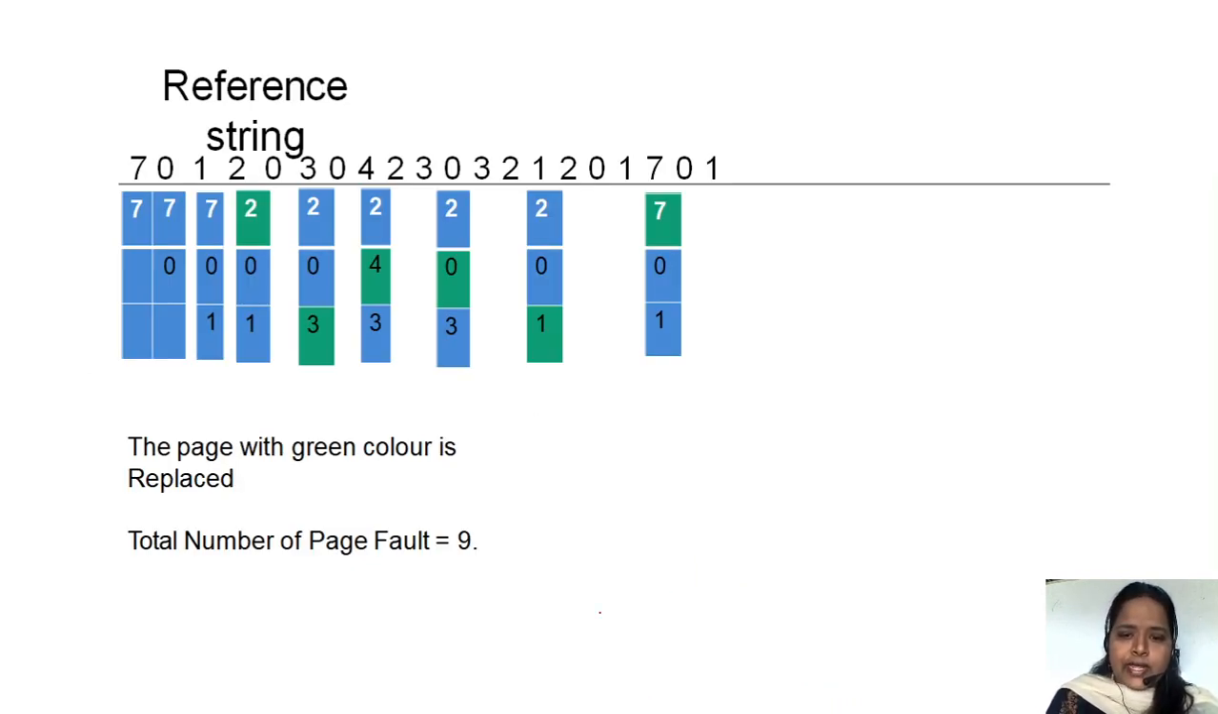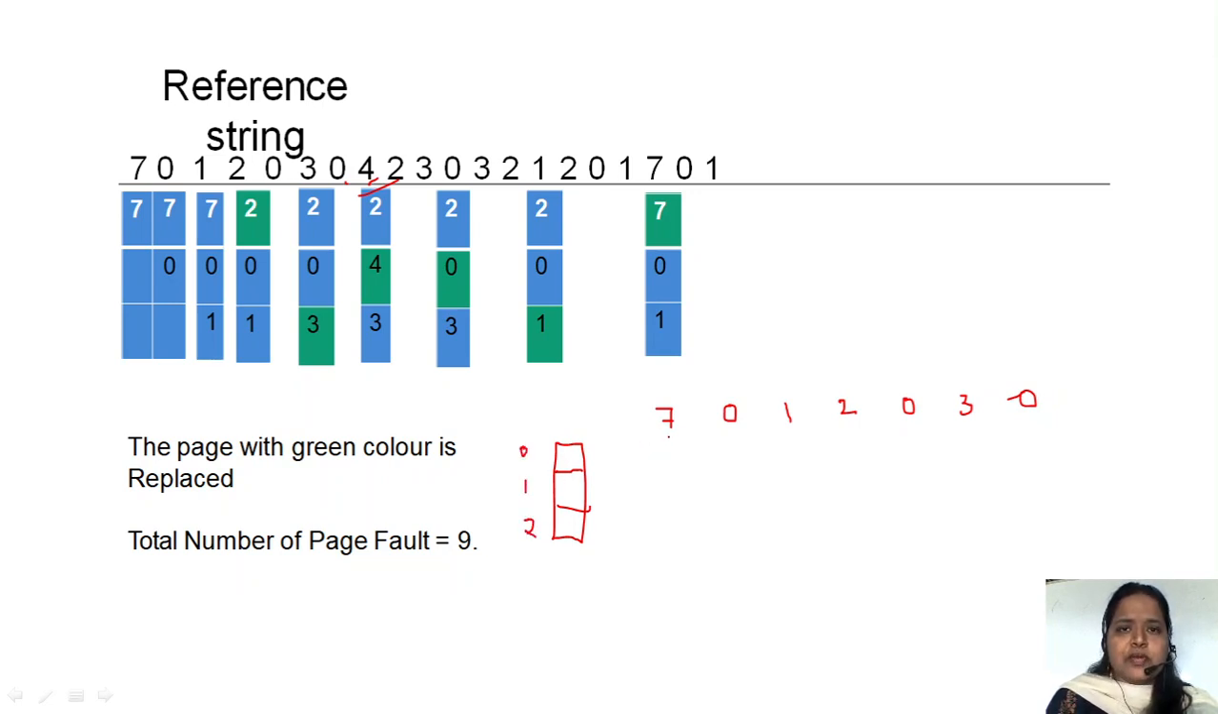So see over here, I'll be writing. I'm not going to take the whole example, just a little bit in order to show. 7 0 1 2 0 3 0. So this I'm going to take. Initially all the frames are empty. So initially all 3 frames are empty. This is the 0th frame, first frame and second frame. All the frames are empty.